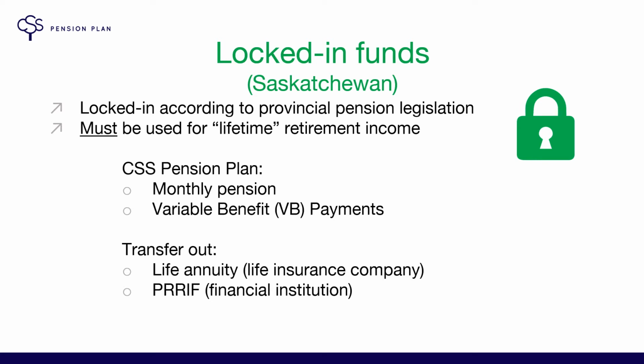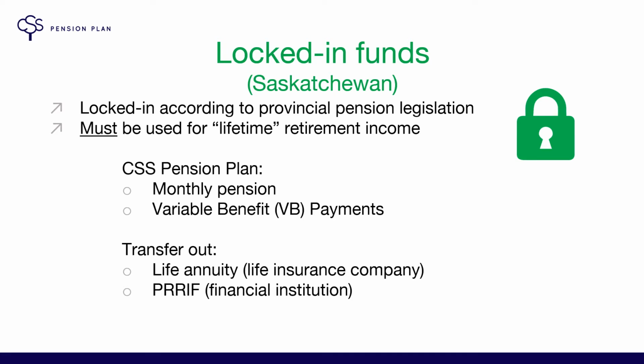Most of the funds, if not all the funds in your account, are locked-in funds. According to pension legislation, locked-in funds must be used to provide retirement income. The amount of your locked-in funds is shown on your annual statement. The options for a retirement income from the CSS Pension Plan are a traditional monthly pension, which is an annuity type payment, or our variable benefit payment option.